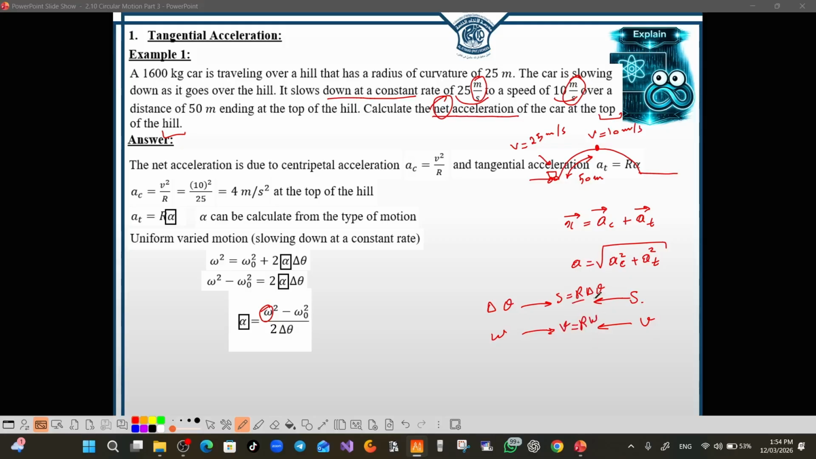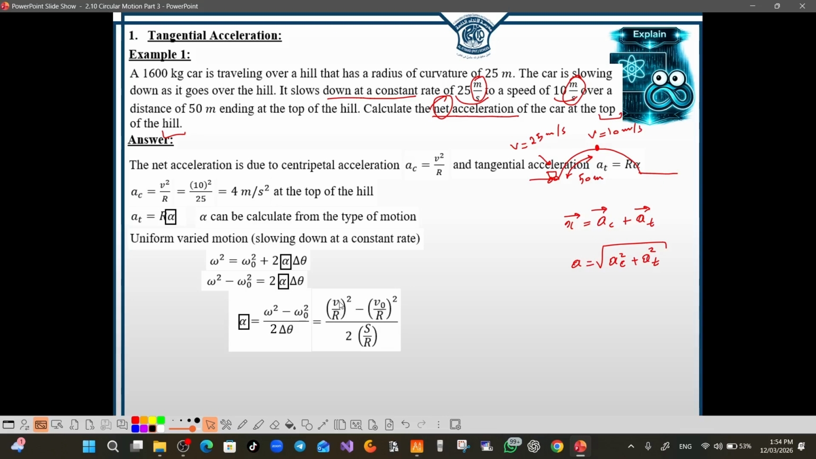So by rearranging these two equations, we can find delta theta. It's S over R. And for omega, it will be V over R. So let's use them in the previous equation. I will replace omega with V over R. Since this is the omega final, I will use the V final. And for the omega initial, I will use the V initial. The same thing we will do for delta theta. However, here, delta theta is S over R.